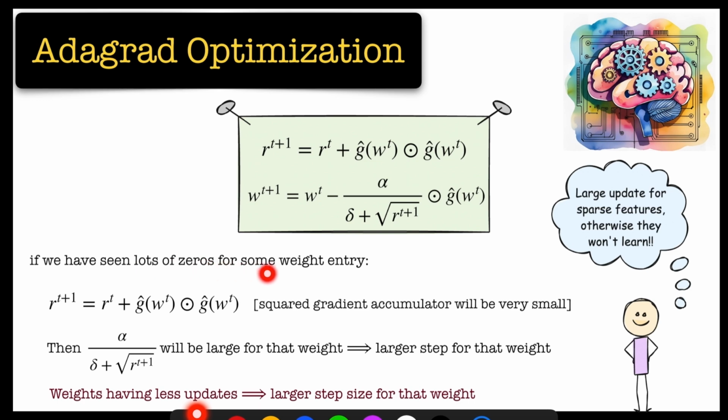If we have seen lots of zeros for some weight entry, let's say for the sparse features, then the gradient will be zero most of the time. So the squared gradient accumulator will be very small. And then alpha divided by delta plus square root of this thing will be very large for that weight, right? So if it is large, we'll take a larger step for that weight. So weights having fewer updates will take a larger step size. So large updates for sparse features, otherwise they won't learn.